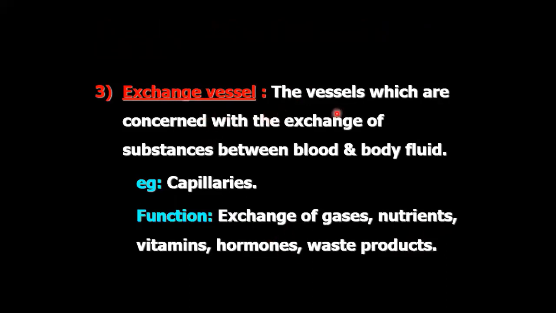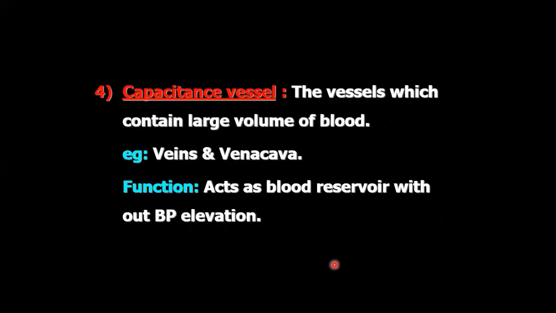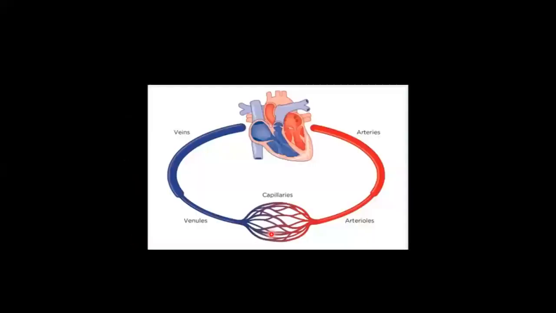Exchange vessels. The vessels which are concerned with the exchange of substances between blood and body fluid. Example, capillaries. Function: exchange of gases, nutrients, vitamins, hormones, waste products. Capacitance vessels. The vessels which contain a large volume of blood. Example, veins and vena cava. Function: acts as blood reservoir without blood pressure elevation.